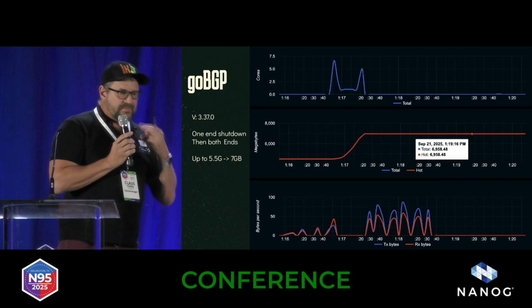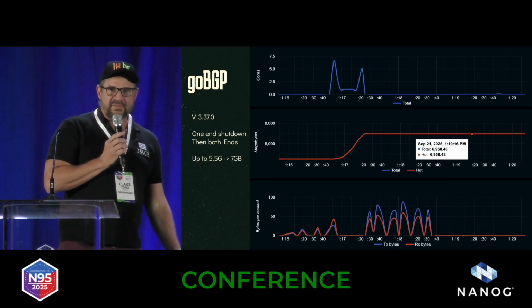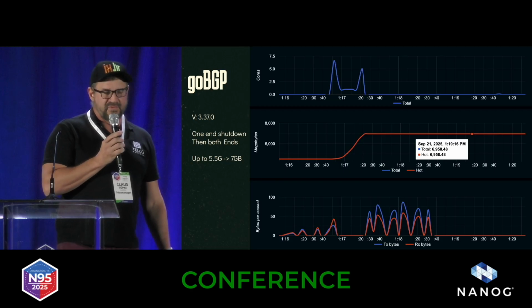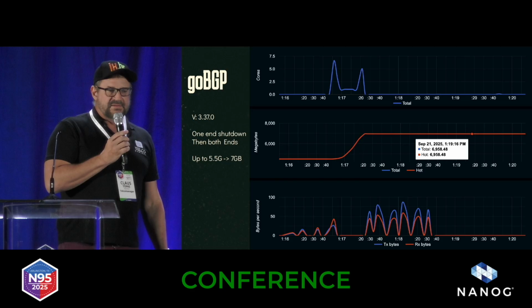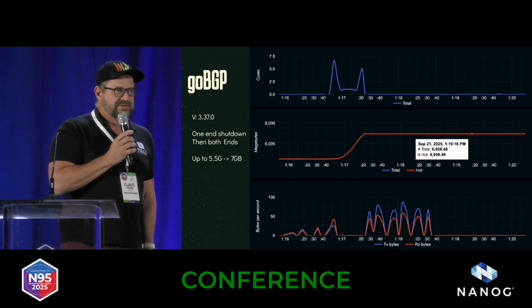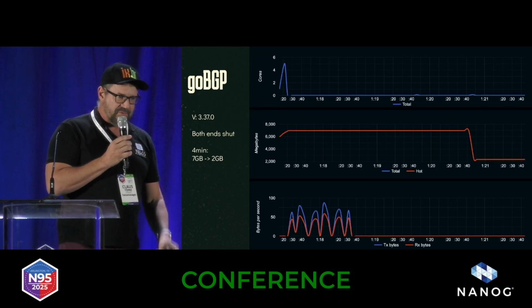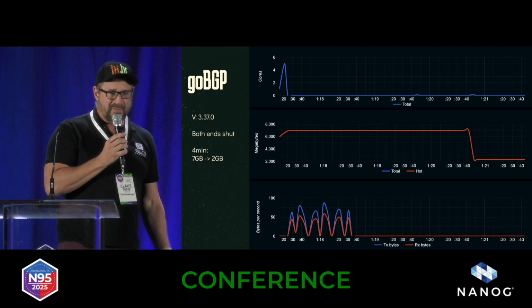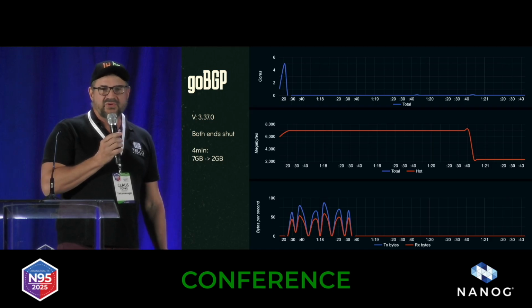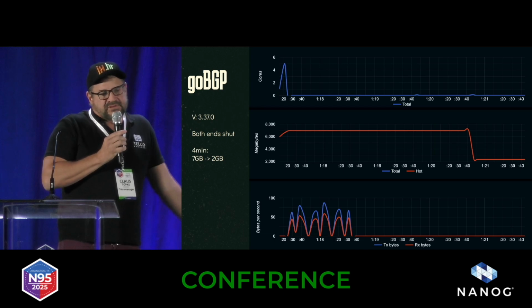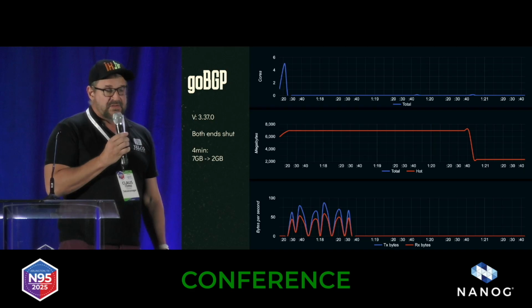And then shut down. And then something weird happened. The memory raised from 5 gigabytes to 7 gigabytes. And then I said, oh, that's weird. And it didn't come down. So I kept monitoring, and after 4 minutes, it dropped to 2 gigabytes, which is still a lot of memory with no routes. But anyway, so that happens.